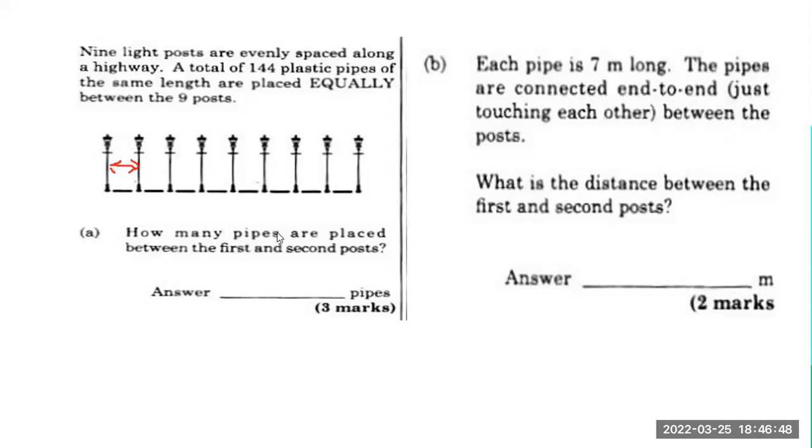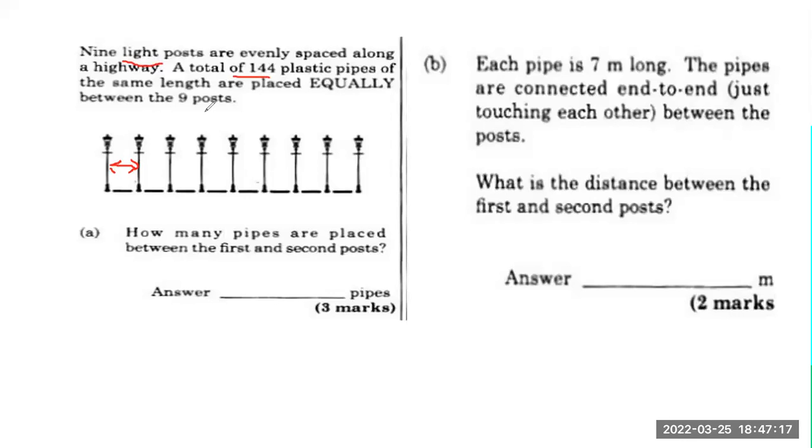Okay, guys, so I will look at part A now before we proceed to work out part B. Right, so by now you should have completed part A. So let's look at part B. Always spend a couple of seconds reading the question carefully. So we have 9 light posts evenly spaced along a highway. A total of 144 plastic pipes of the same length are placed equally between the 9 posts.